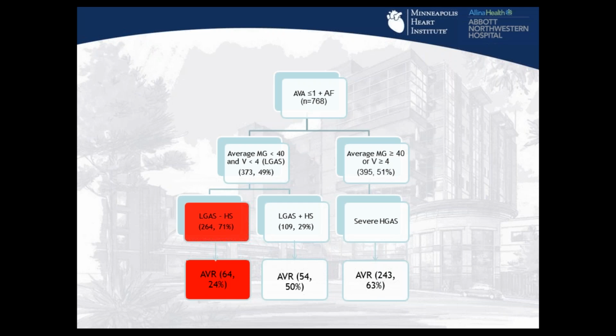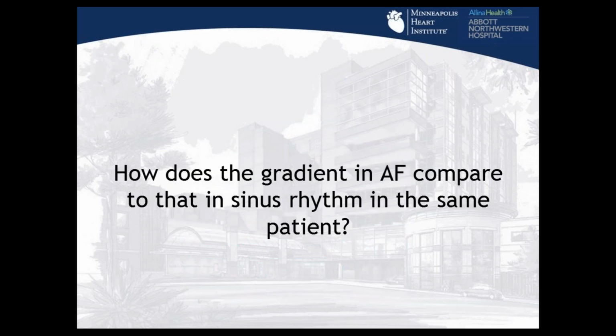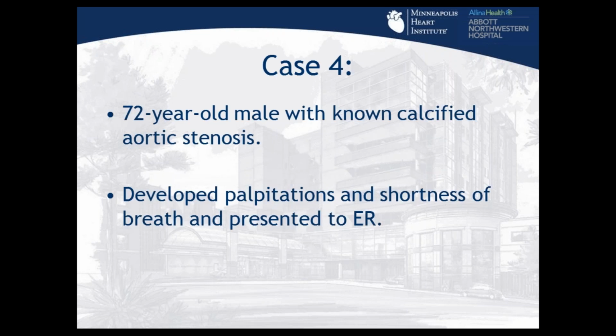So I'm not saying we have to send all of them for aortic valve replacement, but we have to think about these patients more before we say they don't have severe AS because their mean gradient is poor. So let me show you a couple of examples of patients who have atrial fibrillation and aortic stenosis, and then what happened when they went to sinus rhythm. Because that will show how the gradient compares in sinus rhythm and atrial fibrillation.